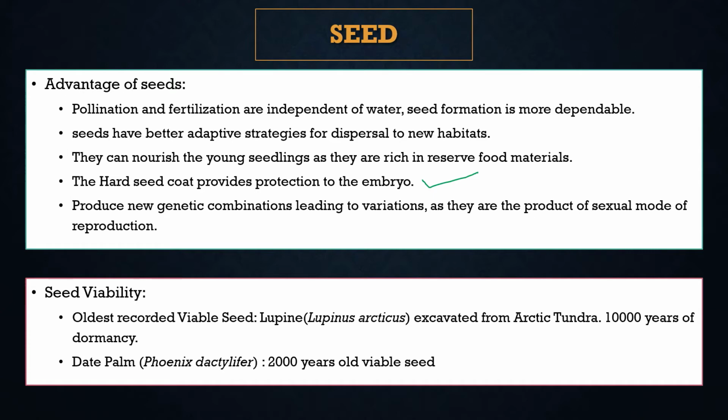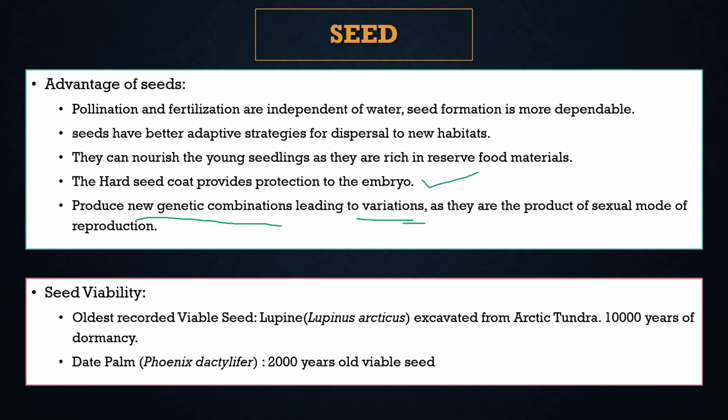As it is a result of the sexual mode of reproduction, it is going to produce new genetic combinations, and that is going to lead to variations. Now, what about seed viability? Yes, the seeds have been dispersed as we are talking about, but how much time can they survive? Because if it is dead within minutes of release, then there is no point. Just like pollen viability, there is seed viability also, and again it differs greatly from one species to another. We'll just talk about two of the oldest.